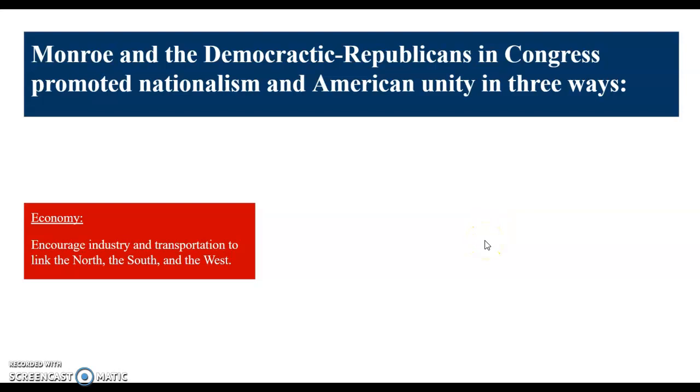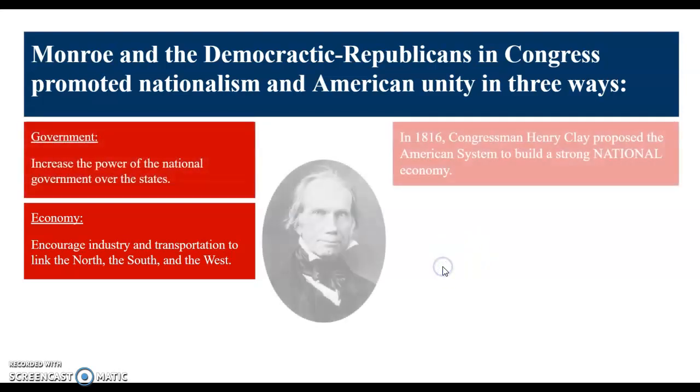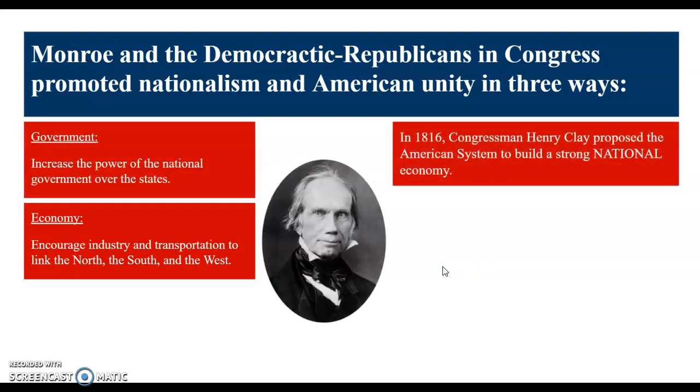Another way that Monroe and Congress promoted nationalism is through the economy. It was the encouragement of industry and transportation to link the North, the South, and the West. We're trying to unite as one country economically. And the person most responsible for this is Henry Clay from Kentucky.